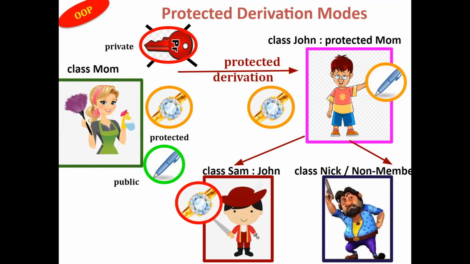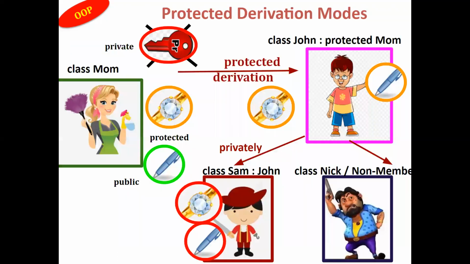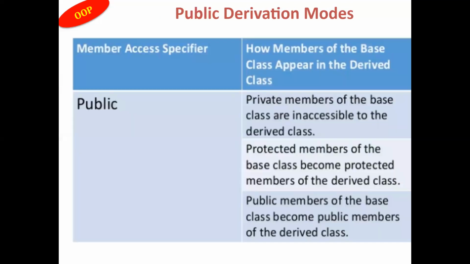So the ring can be accessed by Sam. Also, the pen is accessible to Sam. However, Nick does not get any of the things which are the property of mom from John. So that is the protected derivation mode, where John will share it only with its derived classes.